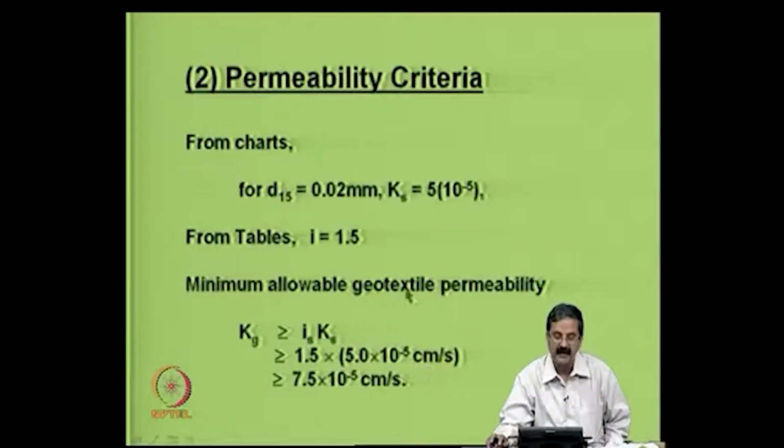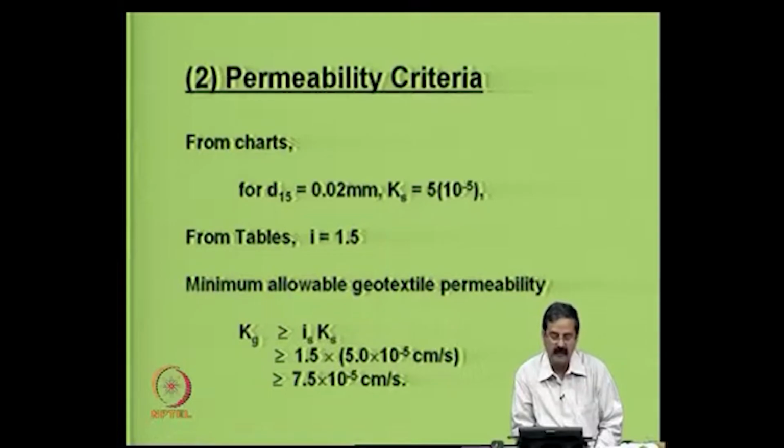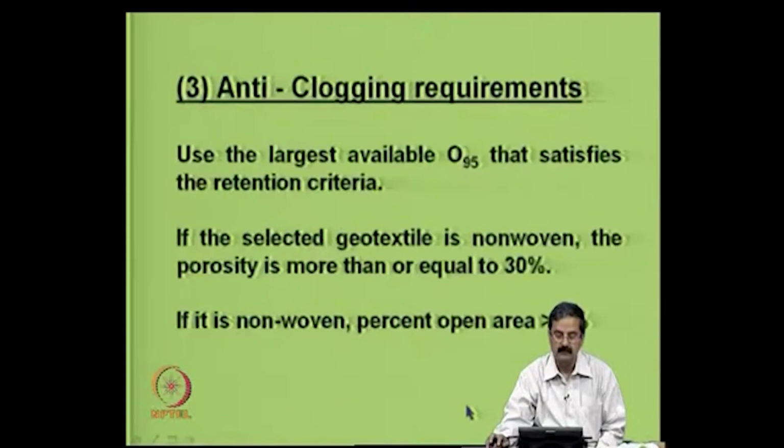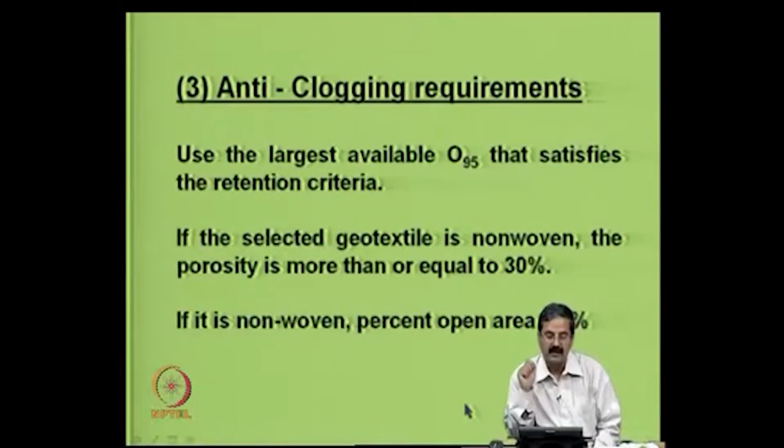So, again permeability characteristics, we get D15 size, and Ks you again calculate from the charts. In this case, okay, for the retaining wall we take a hydraulic gradient of 1.5, okay, then calculate the properties of the geotextile required, right. Then the anti-clogging requirements, as I said, we try to go to the largest available size that satisfies the retention criteria, close to that or slightly higher.